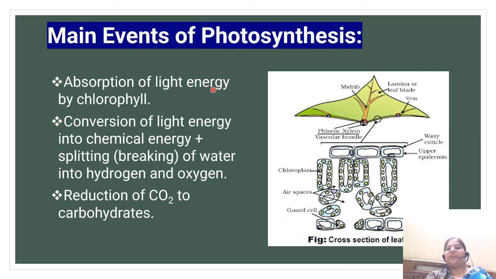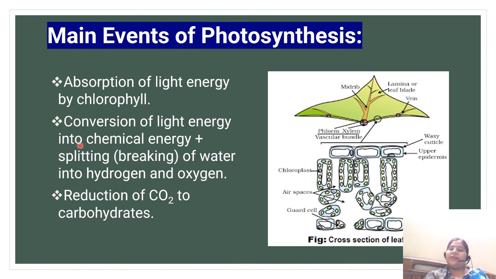So the events which are taking place in the process of photosynthesis, this is also a very important question: what are the main events taking place in photosynthesis? The main events are, number 1, absorption of sunlight, that is absorption of light energy, which plants then convert into chemical energy. So absorption of light energy by the chlorophyll is the first event.